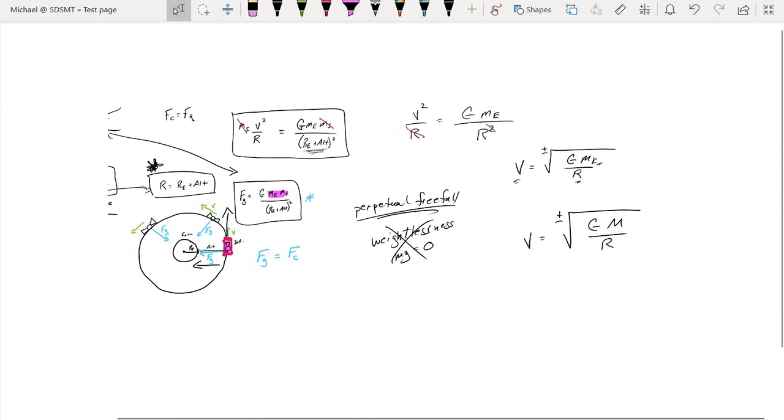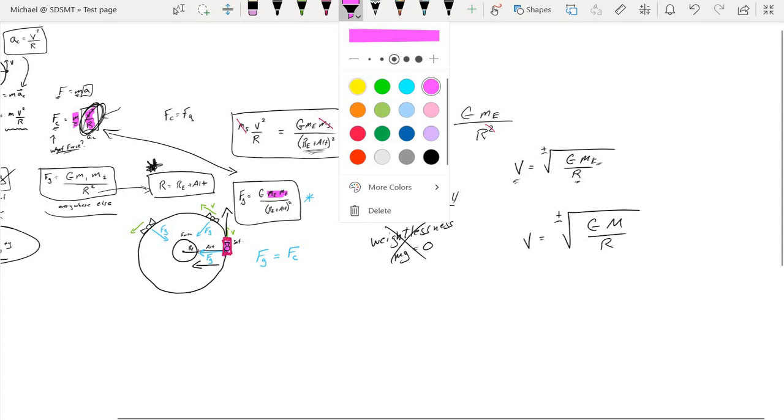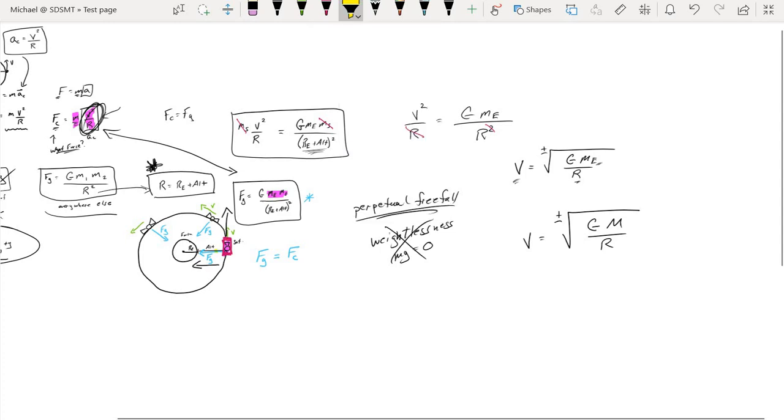But at the same time, we want to make sure that the satellite is not traveling too fast, otherwise it will fly out into space. So again, there's that very delicate balance between the force of gravity pulling the satellite down and the velocity wanting to carry that satellite out into space. And this equation is what tells us exactly what that balance needs to be.